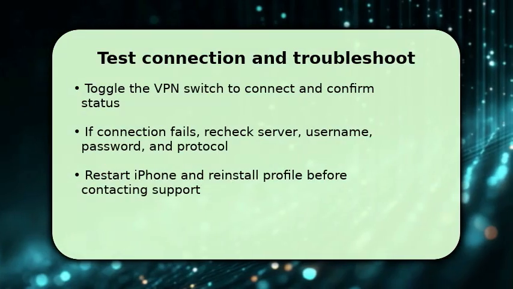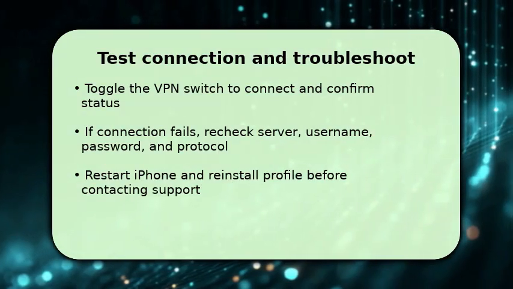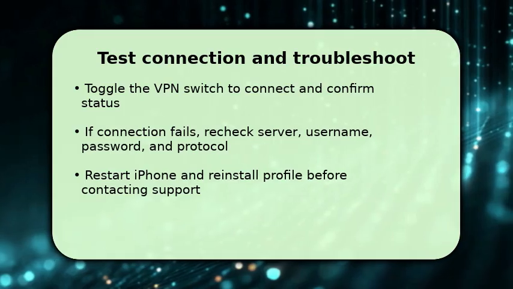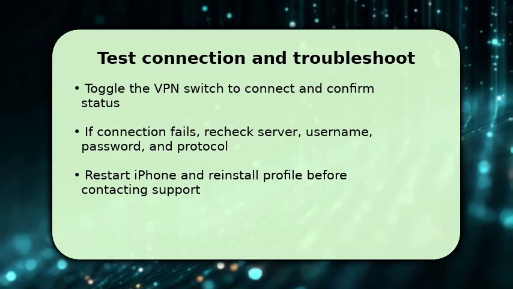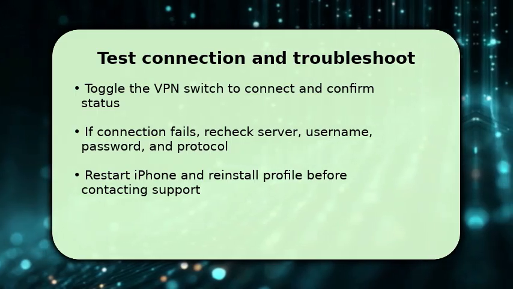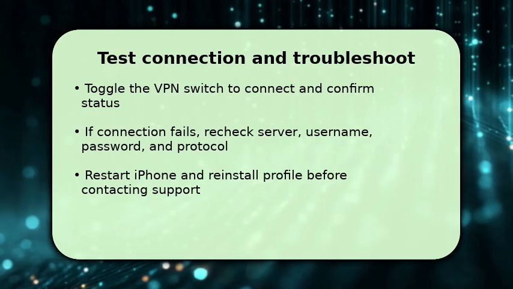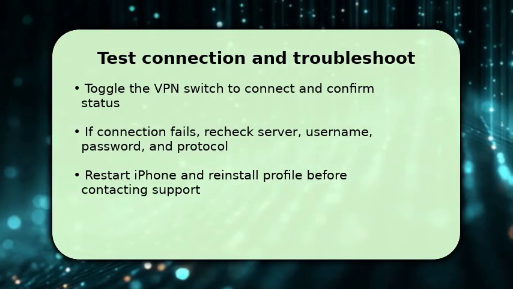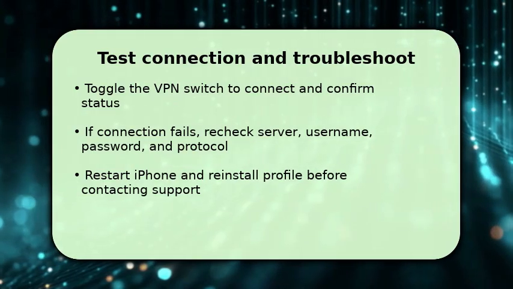You'll finish by toggling the VPN switch to connect and watching the status indicator. A successful connection confirms the update. If it fails, first recheck server address, username, password, and that you chose the correct protocol. Many failures are simple typos or wrong protocol selection.